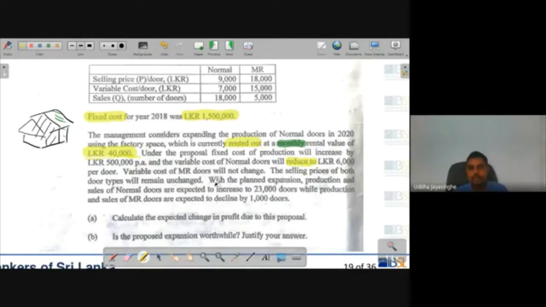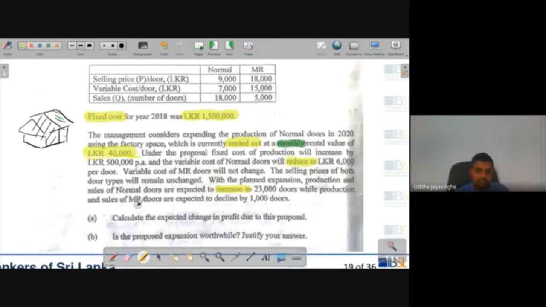Moving on, variable cost of MR doors will not change. Okay, so this 15,000 is going to be 15,000 itself, no changes. The selling prices of both those will remain unchanged. That's also fair enough. Although you go for an expansion, nothing going to happen to your market. So the selling price is also going to be constant. With the planned expansion, production and sales of normal doors are expected to increase to 23,000 doors. Now this 18,000 is going to increase to 23,000. Increase to. Careful. So what's the new value? It's not 18,000 anymore. It is going to be 23,000.